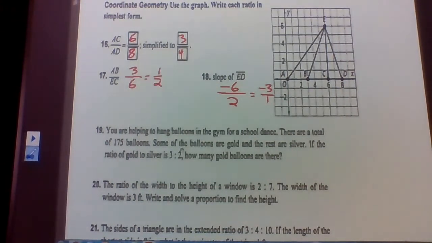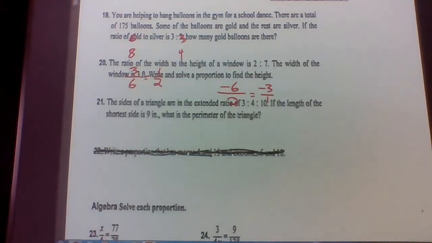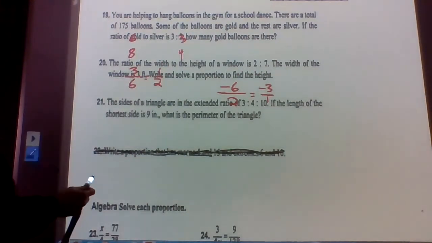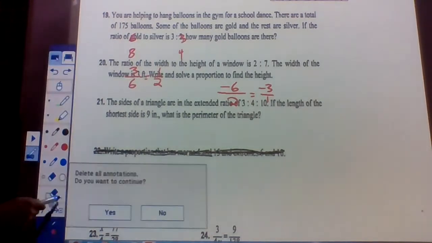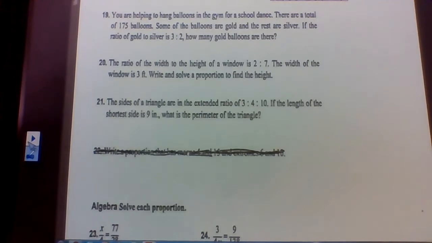We skipped those 3 in class. Alright, 19, 20, and 21. You're helping hang balloons in the gym for a school dance. There are a total of 175 balloons. Some of the balloons are gold, the rest are silver. If the ratio of gold to silver is 3 to 2, how many gold balloons are there?